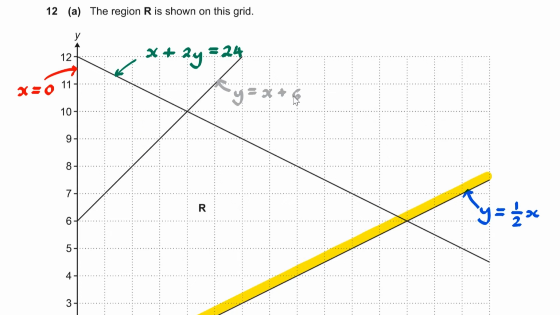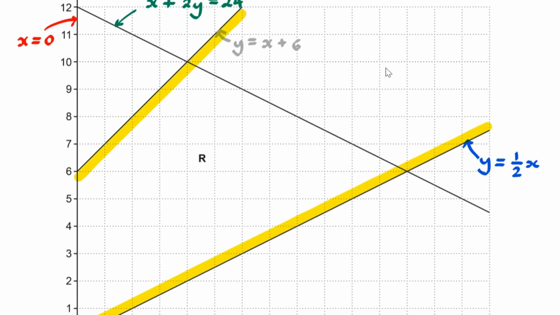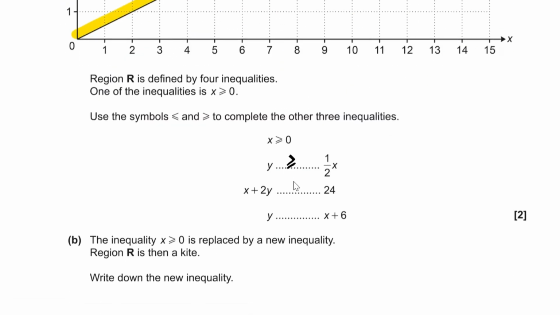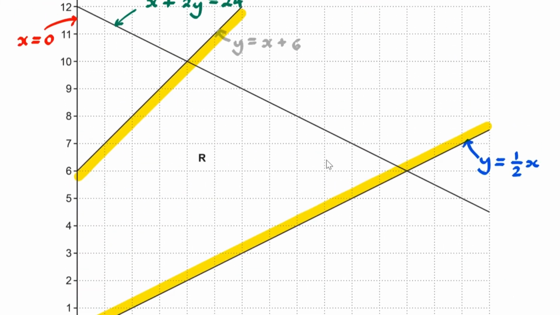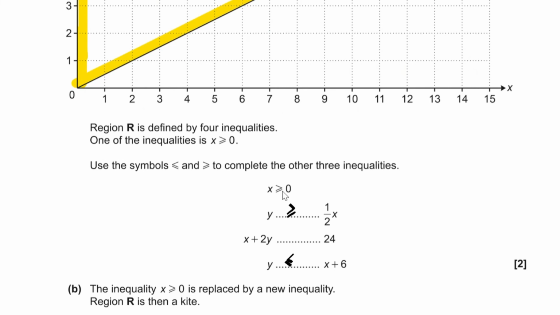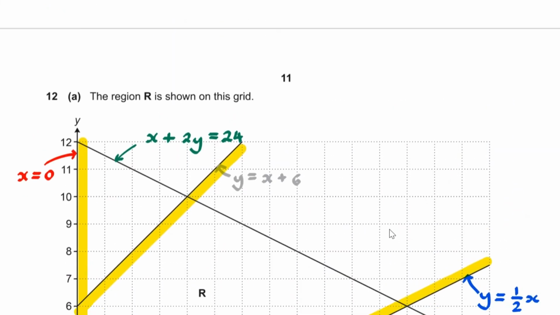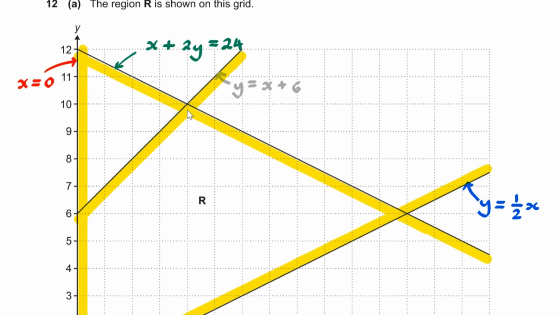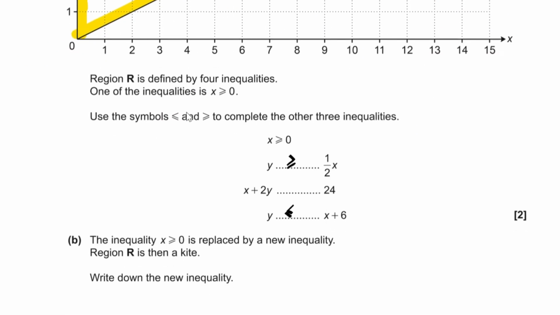Now if I take a look at this line here, what you can see is we are below the line. So we have less than or equal to. Then we've got x being greater than or equal to 0. And if we take a look at the final line, we have something below the line. So we have less than or equal to.